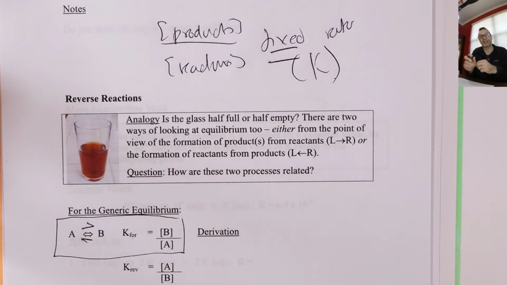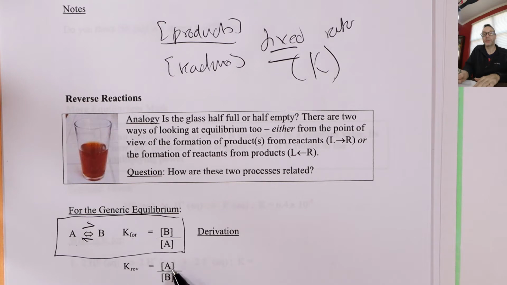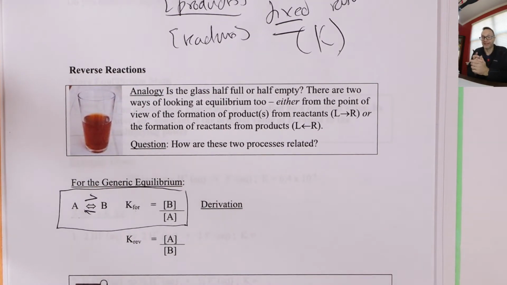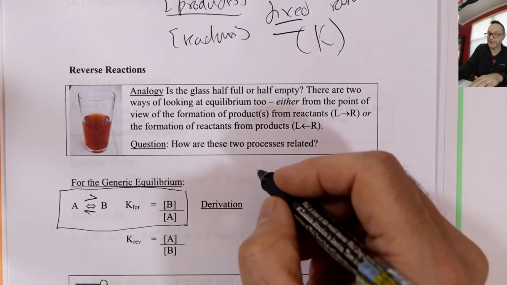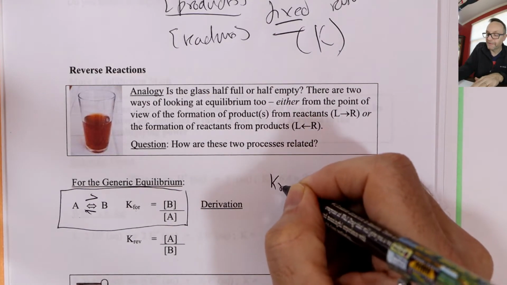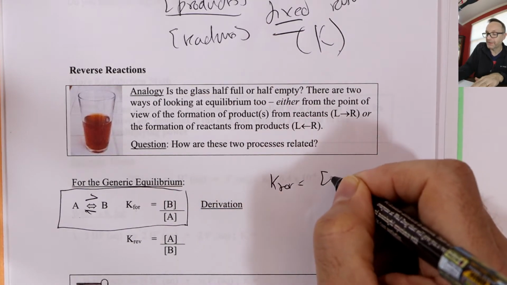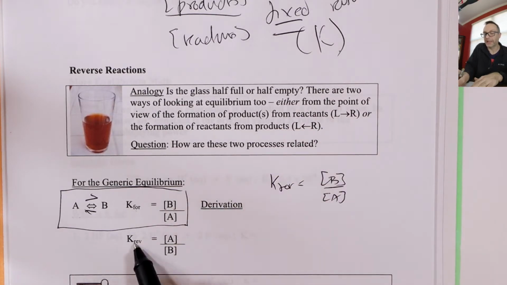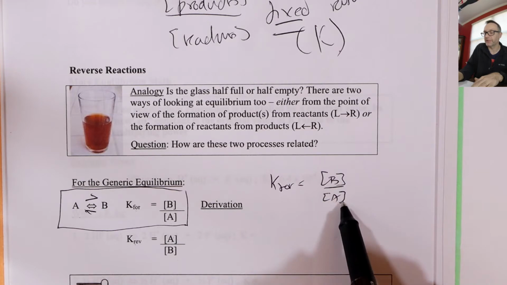So for the reverse reaction, I'm going from what we defined earlier as products to reactants. So products over reactants would be A over B, switched, right? Hopefully that makes sense, okay? Now what about derivation? Be careful, because K forward equals products over reactants, B over A. And we know K rev is just this switched, right?